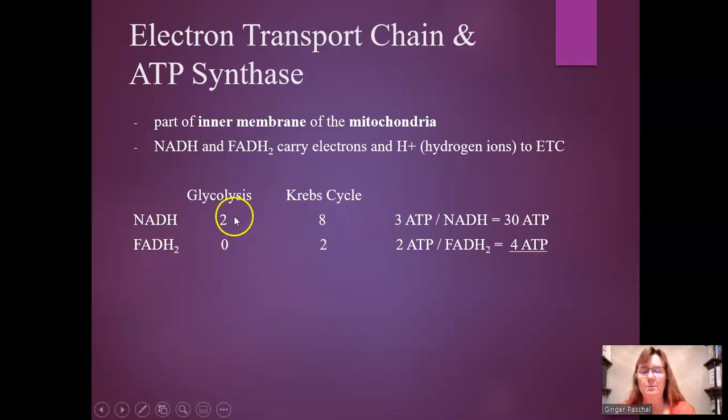So if we take 8 plus 2, we have 10 NADs. Each NAD can give us 3 ATP, so we can get a total of 30 ATP from those NADs, and I'll show you how in just a minute.